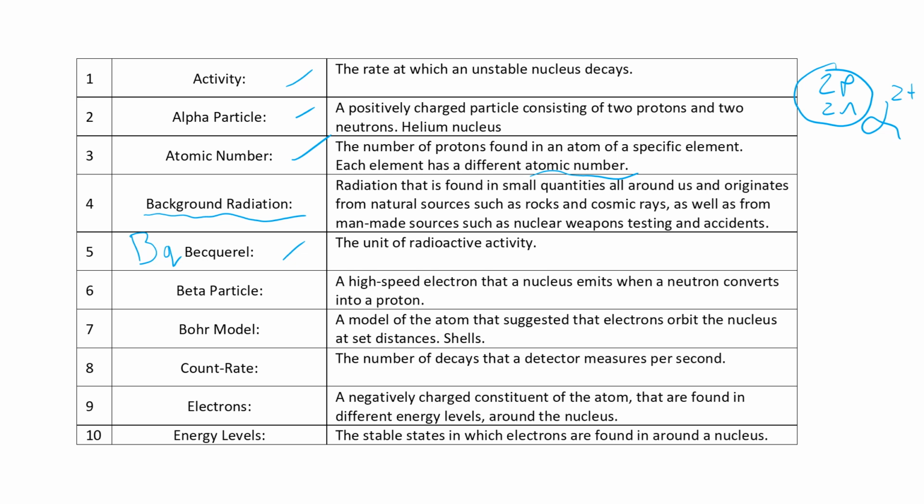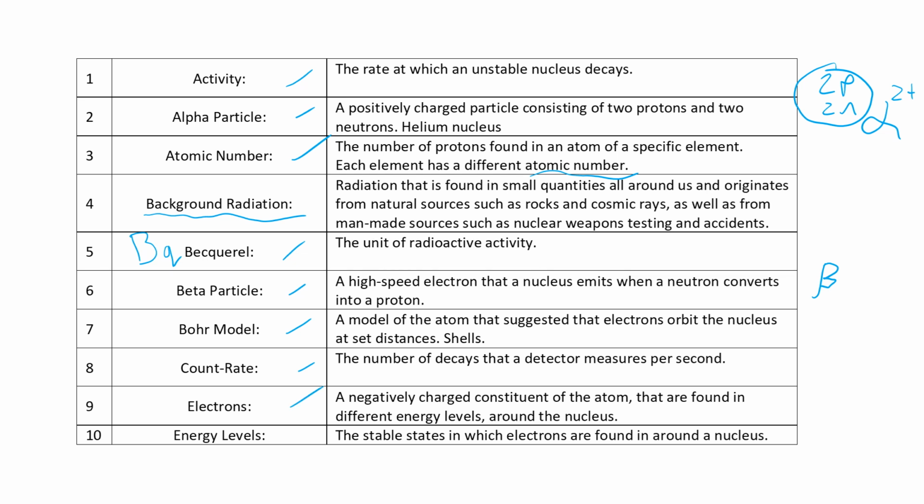A high-speed electron that a nucleus emits when a neutron converts into a proton is a beta particle. It's kind of like I'm terribly drawing this. It's like a bee with a tail on the end of it, beta. The model of the atom that suggests that electrons orbit the nucleus at set distances in shells, that was Bohr. The number of decays that a detector measures per second is the count rate. A negatively charged constituent of the atom that is found in different energy levels around the nucleus, an electron.